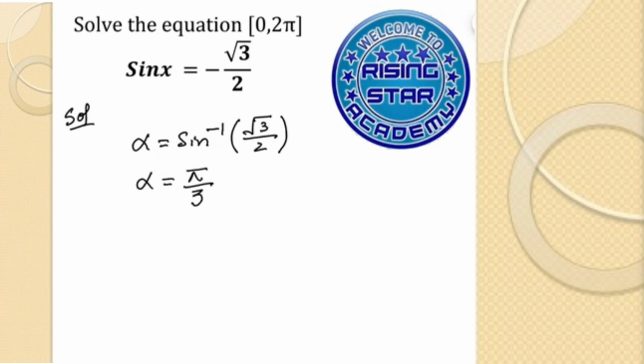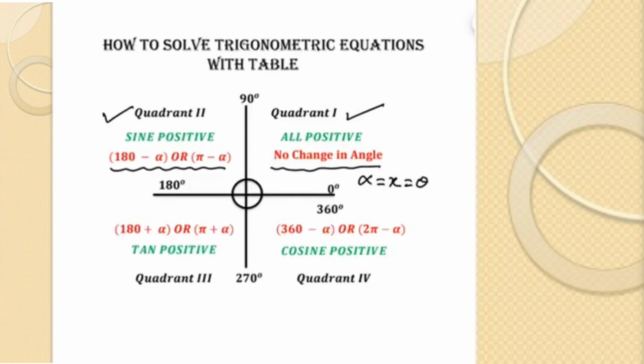We know that the sine is negative in the third and fourth quadrant. Let me show you. Here tan is positive, it means the sine value would be negative over here, and here cosine is positive, so the sine value is negative here. For the third quadrant we need to add alpha to pi, and for the fourth quadrant we need to subtract alpha, the basic angle, from 2 pi.